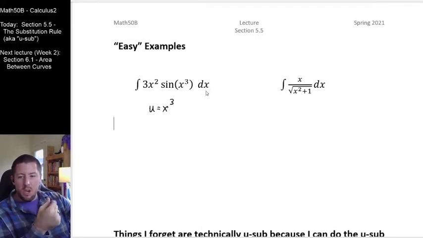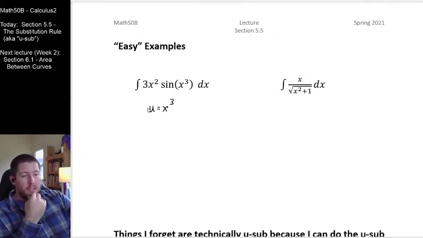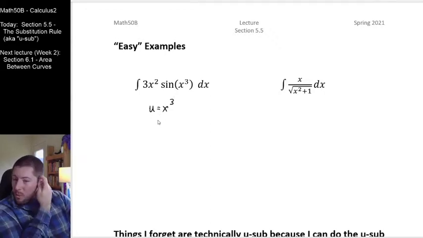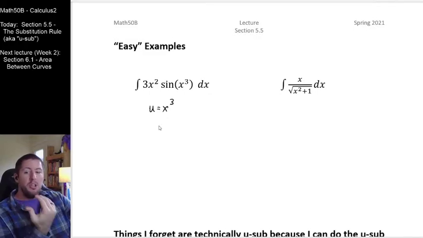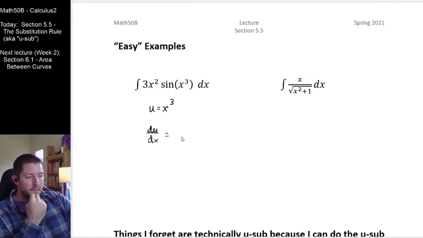I need this to be like a du integral if I'm going to be putting a bunch of u components in here, right? So here's what we're going to do. This u equals x cubed, I want to come up with a description of how u changes over time, just like dx is a description of how x changes over time. So what I'm going to do here is take the derivative of u with respect to x. It's going to give me 3x squared.